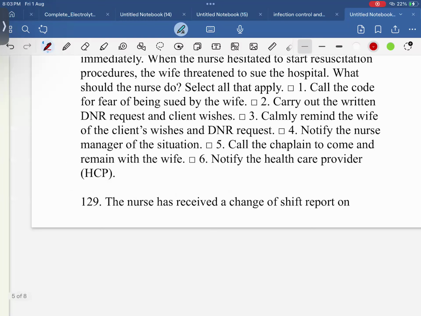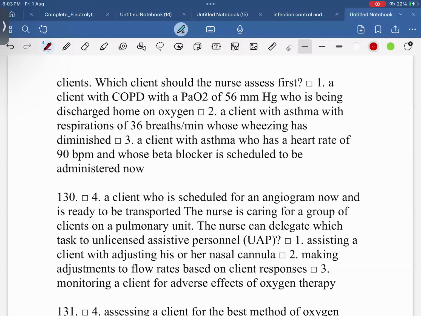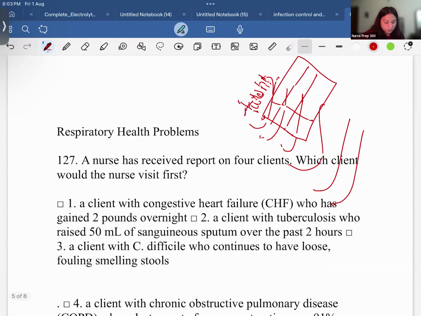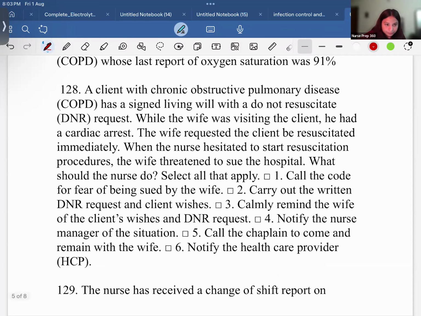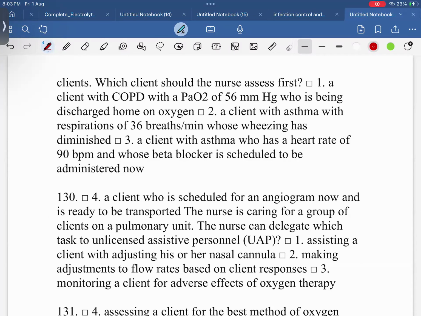What is after that? On clients. Okay. So which client should the nurse assess first? Read the question again. You're not reading it correctly. You should calmly speak the question. By reading your question, you should get a scenario in front of your eye. What exactly happened? Read it again. The nurse has received a change of shift report on clients. Which client should the nurse assess first?